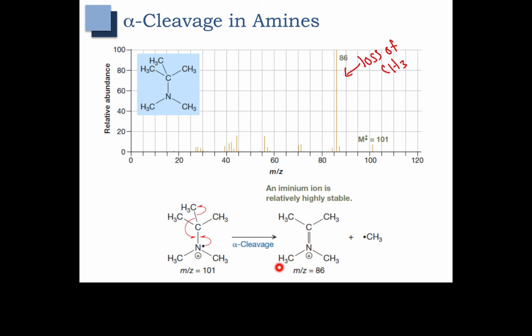This results in an iminium ion, which is very stable. It's stable because it's resonance stabilized, and you can draw a resonance structure where the positive charge is on the carbon.